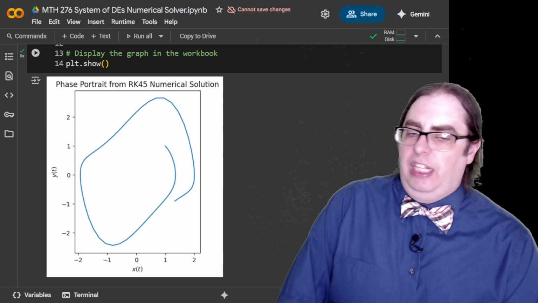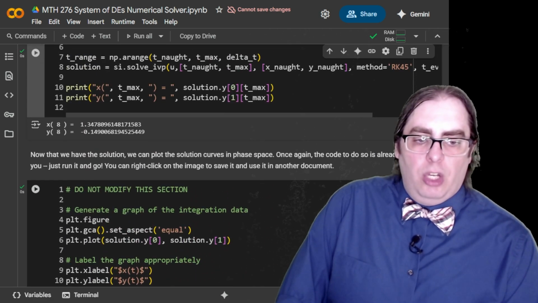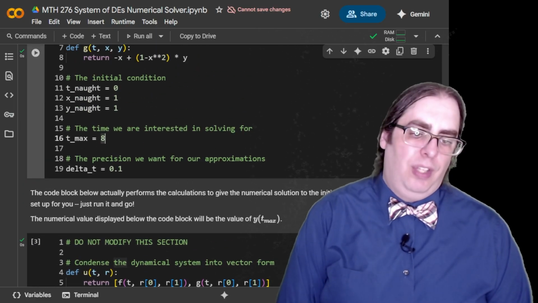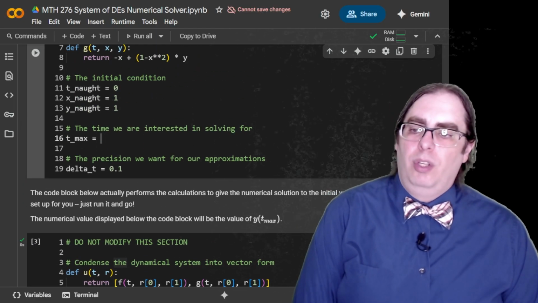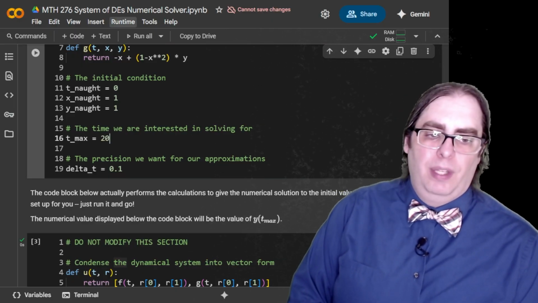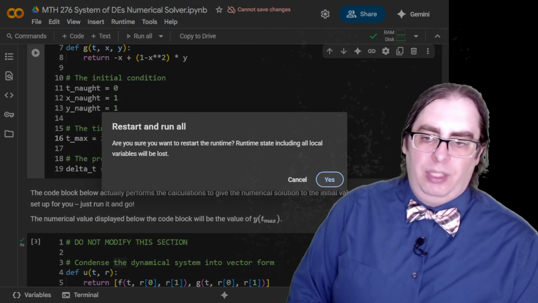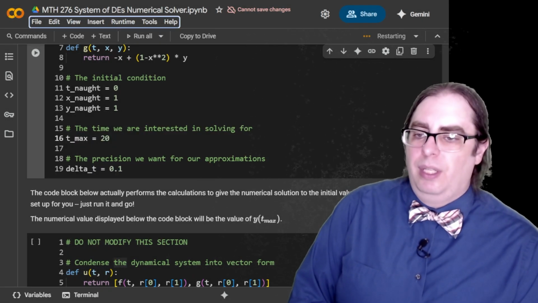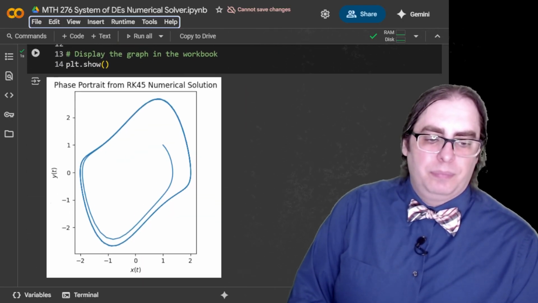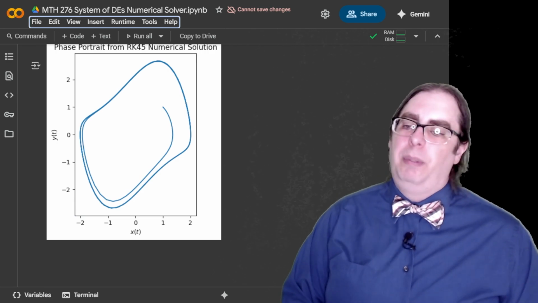So let's change a little bit about our setup. We said to go until t equals 8, and that gave us something that looks really interesting, but I'd like to see a little bit more. So maybe a bigger number like 20 there will give us a little bit more detail. Let's hit runtime. Let's go to restart session and run all. Yes, we want to lose all of our information because, well, if we deleted something, bad things could happen. And now we've got this, and that gives us something a little bit more clear.